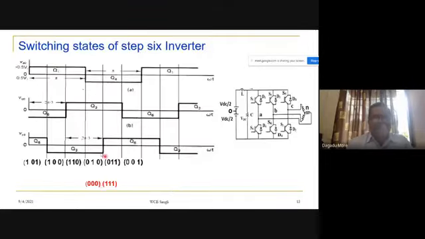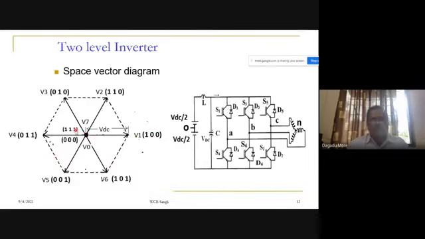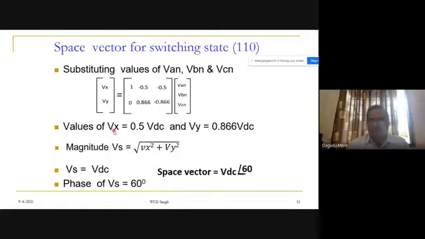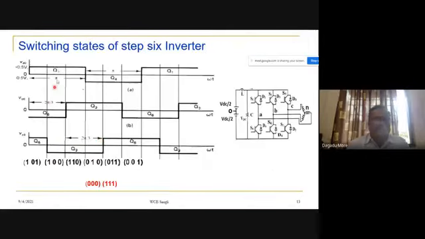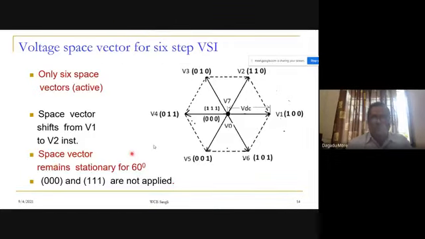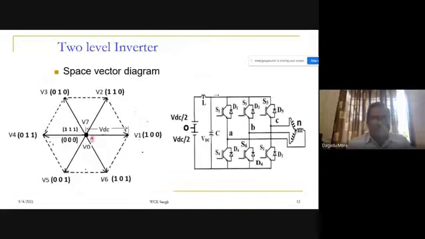And whenever we go for the next step, it will be 1, 0, 0. 1, 0, 0 is Q1, Q6 and Q2 are on, and this state is 1, 0, 0, V1. So this V1 will again remain. So at which instant? At this instant, our state is changed from 101 to 100. With this, the space vector instantly moves from V6 to V1.